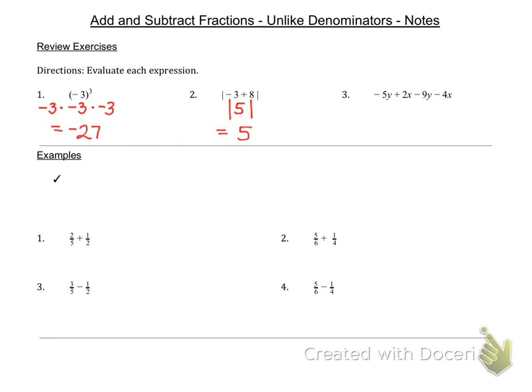Number 3, it looks like we're going to combine like terms here. So I have a -5y and a -9y. And then we have a +2x and a -4x. So first I'm going to start with the x's. A +2x minus 4x is a -2x. And then we have a -5y minus 9y is a -14y. So you have -2x minus 14y.